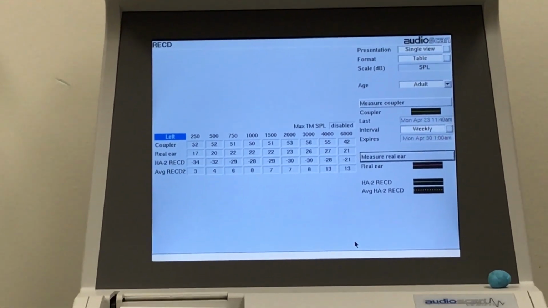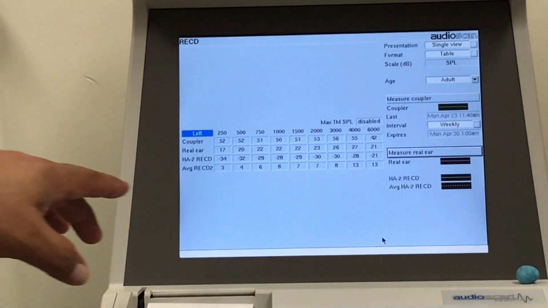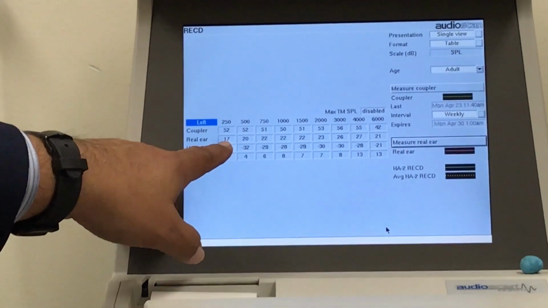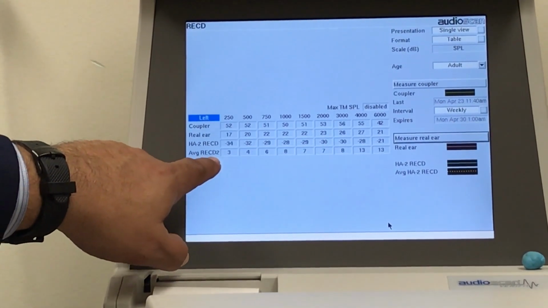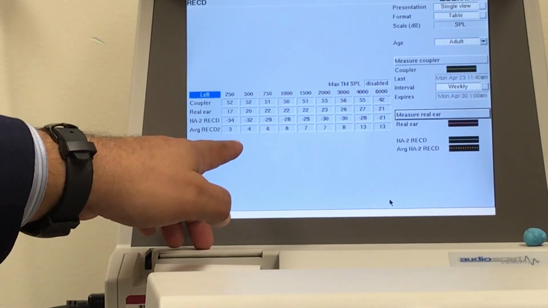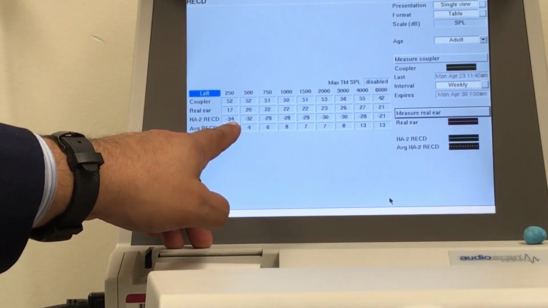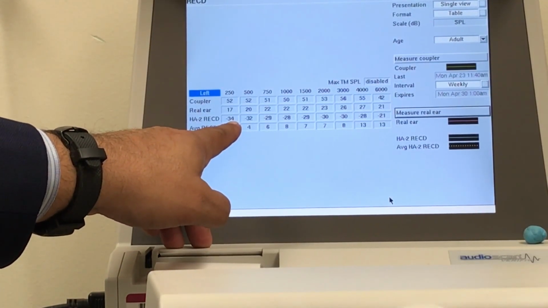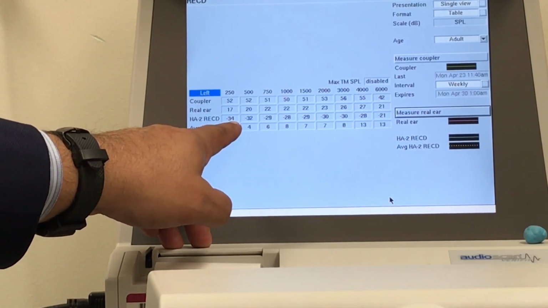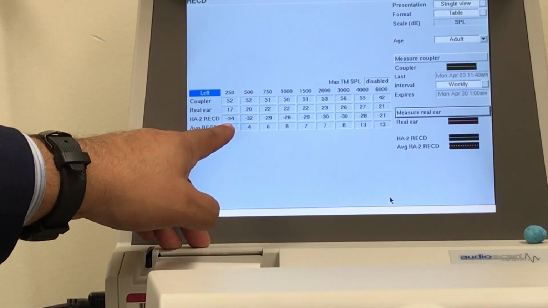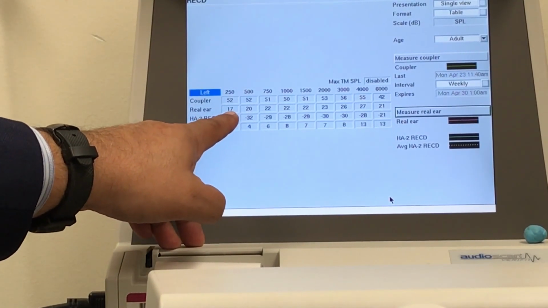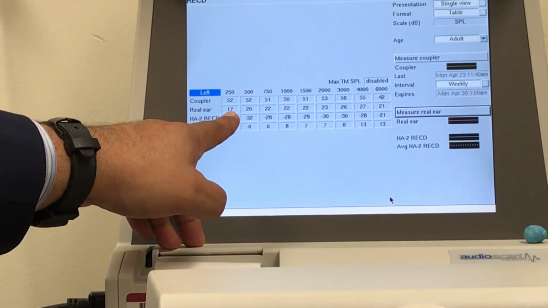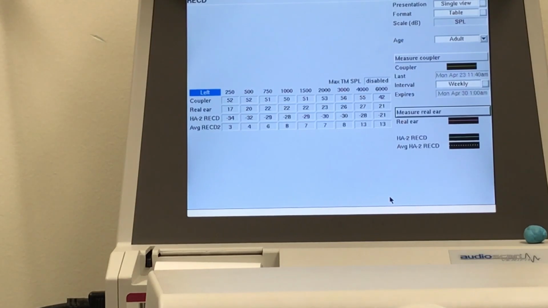Okay. So here's what you get. This is the coupler. This is my ear. This is the difference between the coupler and my ear. And this is the average. And you'll notice, for whatever reason, that the HA2 coupler is minus 34. What this means is the coupler is 34 dB louder than my ear. Okay? And that's just because of resonance.